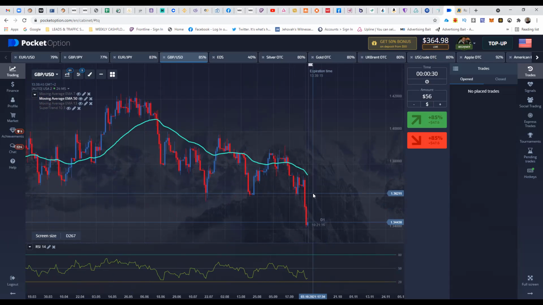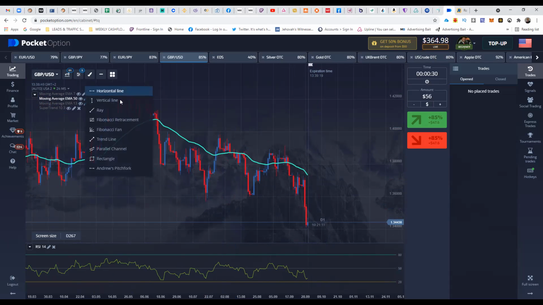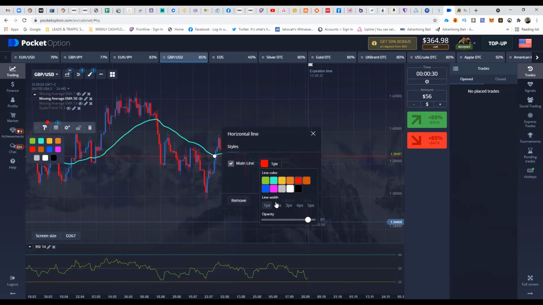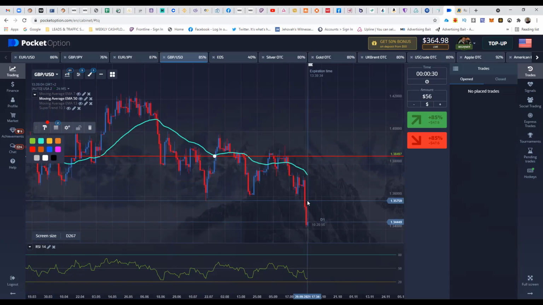Okay. So what we're going to do is I'm going to go ahead and take the horizontal line and start from the most recent high. And this is the most recent high I can see here. So I'm going to place this horizontal line on the body of the candle here. I'm going to change the thickness of this.